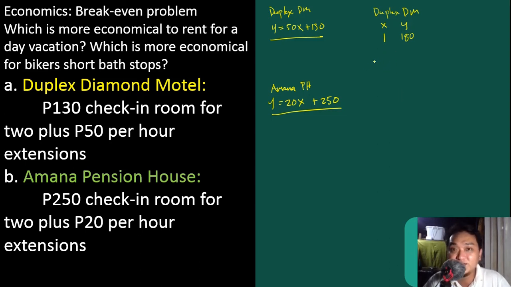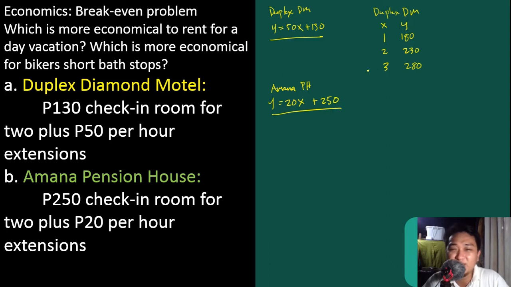Let's say, nagtagal ka doon sa duplex Diamond Motel ng 2 hours. So, yung 50 times 2, that is 100. Tapos, fixed charge na 130. So, that is 230. So, pag nag-stay ka doon ng 2 oras, ang bayad dyan is 230. How about pag nag-stay ka doon ng 3 oras? Again, 50 times 3 is 150 plus 130, that is 280.